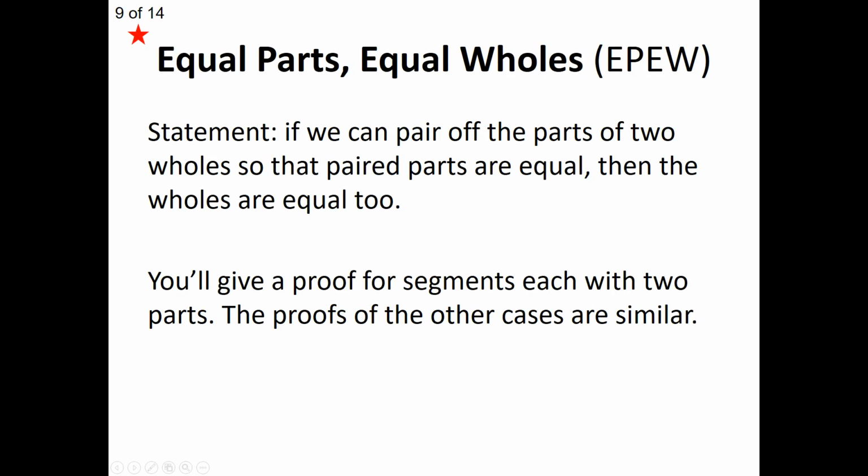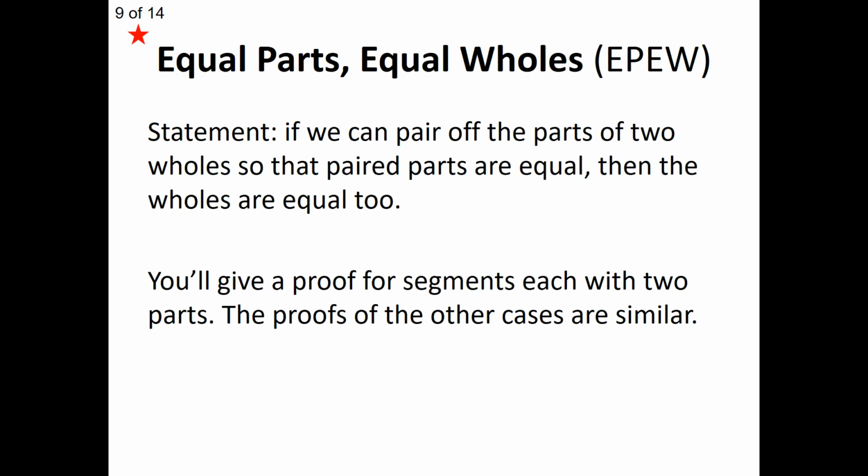Equal parts, equal wholes. Again, this applies to segments or to angles. Let's say we have two segments in which we know the parts of those two segments are equal. So if I know that the parts of the two segments are equal, I could then justify by saying that the whole segments are equal. All right. So if we can pair off parts of two wholes so that the paired parts are equal, then the wholes are equal too.